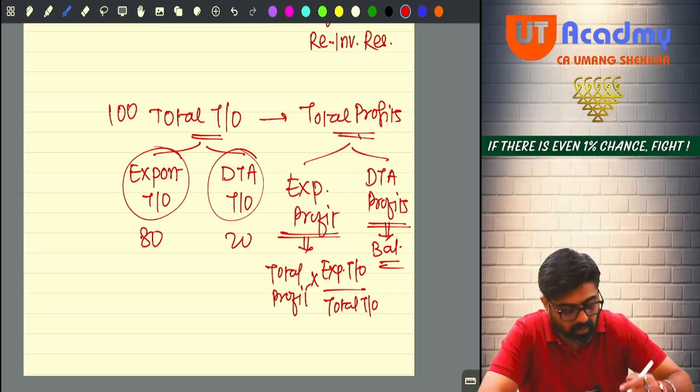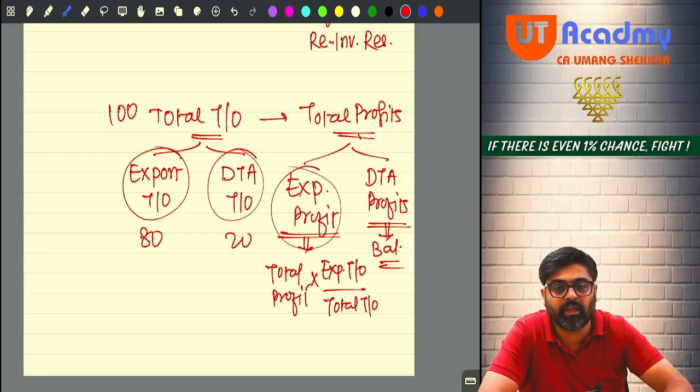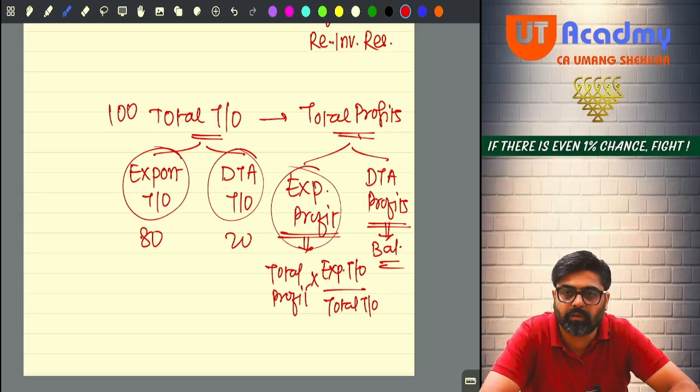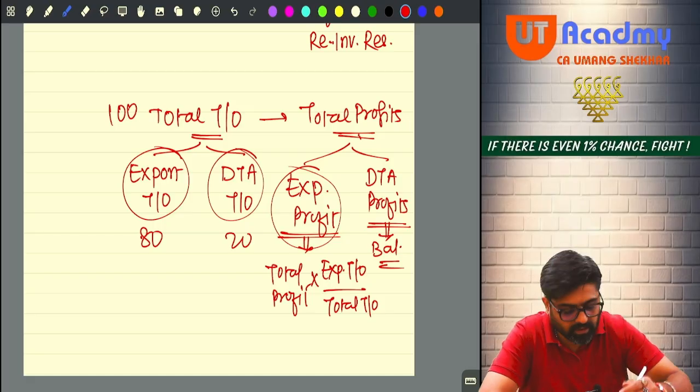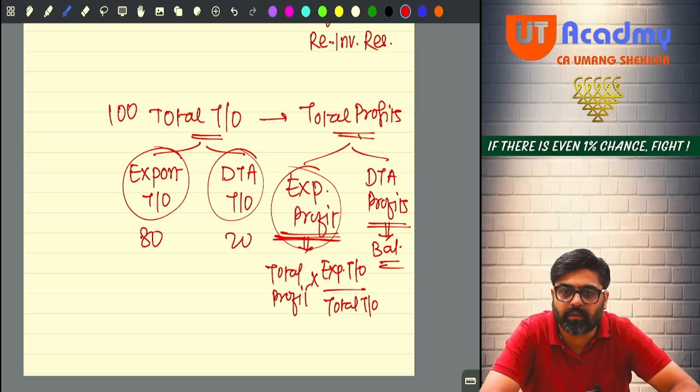But this export profit, you are supposed to calculate for all the years. Year 1 to year 5, you will calculate your export profit like this every year, and 100% of your export profit will be exempt. Getting my point, sir?